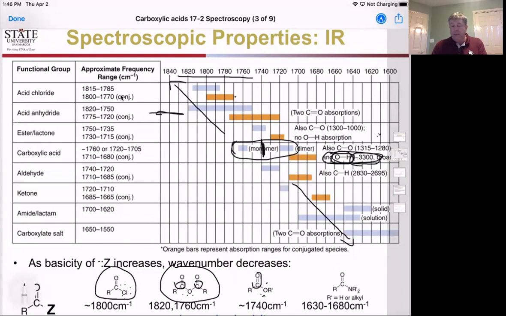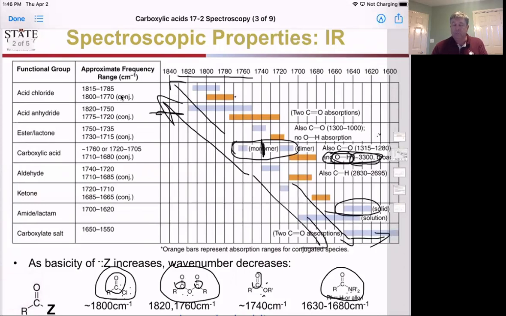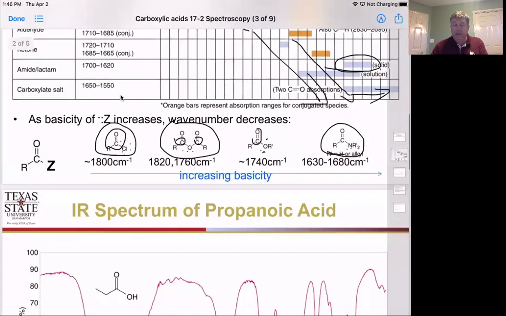And then the amides are shifted down below here because the nitrogen only has 1 lone pair to do it. And then once we make salts, it even shifts it further down here. So you can think about it as the number of lone pairs available to donate to this carbonyl group can shift it up into the higher regions or down into the lower regions.